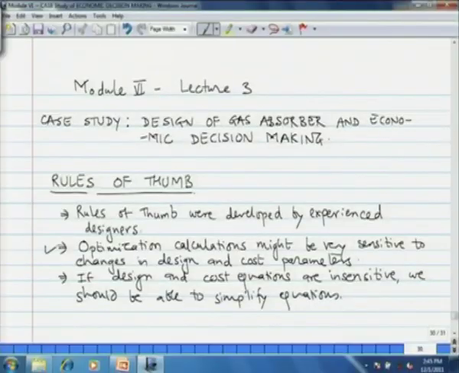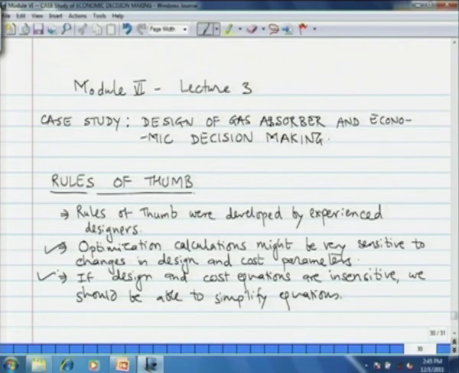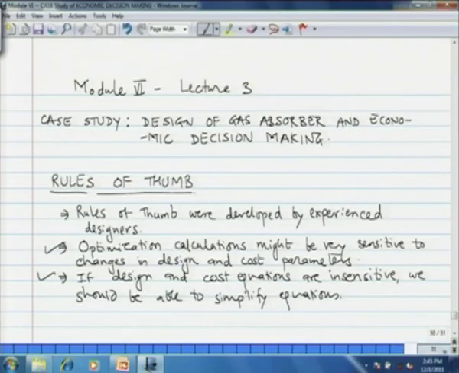However, in some cases optimization calculations might be very sensitive to changes in design and cost parameters. Like whatever design parameter that we have used, if the cost of operation or the capital cost is very sensitive, then the rule of thumb may not be that applicable. However, if the design and cost equations are relatively insensitive, we should be able to simplify equations as we did in the Kremser's equation case, and then we can develop some rules of thumb.